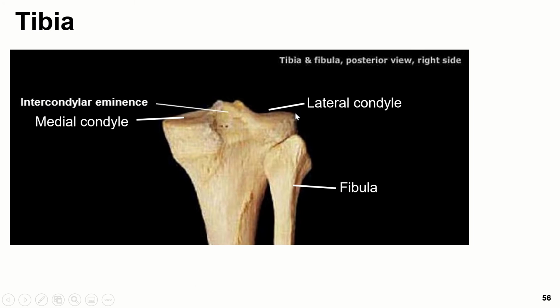Now, when we look at the proximal end of the tibia, we see a medial condyle and a lateral condyle and the intercondylar eminence between them. This intercondylar eminence is going to fit into the intercondylar fossa between the condyles on the femur.